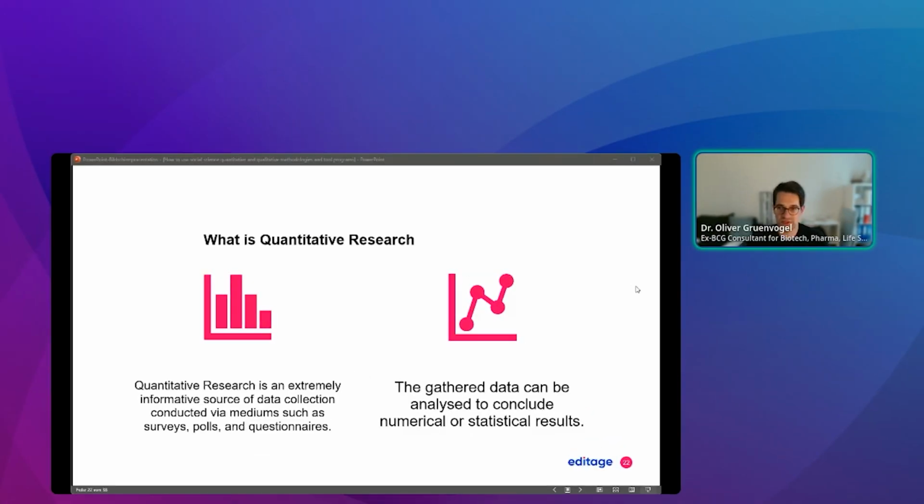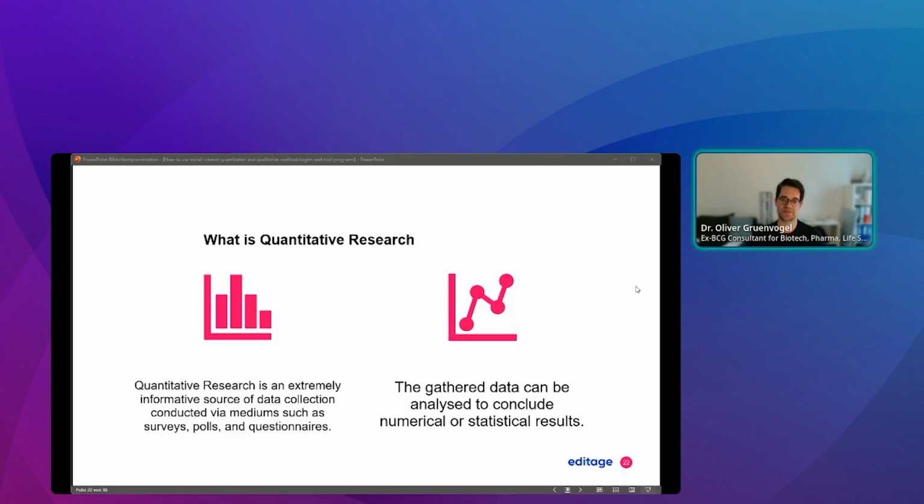To define quantitative research as compared to qualitative research, I think it's getting a bit clearer now, but to recap that, it's an informative source of data collection that is conducted by a medium such as surveys, polls, or questionnaires. So it's very clear-cut, very categorical, very quantitative as well. Not as much flexibility, rather rigid, but then again, it is much better at gaining population level insights on more than one individual or very large groups, because the numerical nature of the data makes it suitable for statistical analysis.